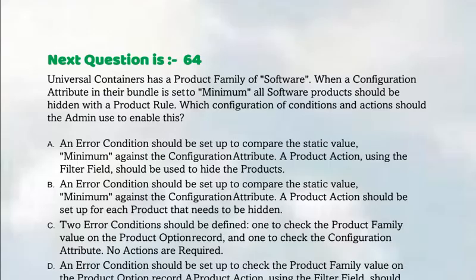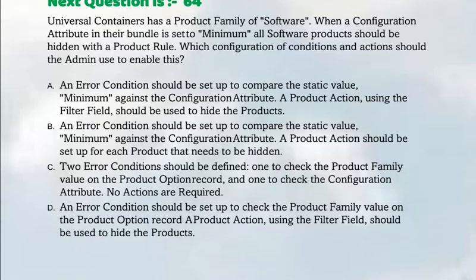Question: Universal Containers has a product family of software. When a configuration attribute in their bundle is set to minimum, all software products should be hidden with a product rule. Which configuration of conditions and actions should the admin use to enable this? Option A, an error condition should be set up to compare the static value minimum against the configuration attribute. A product action using the filter field should be used to hide the products.